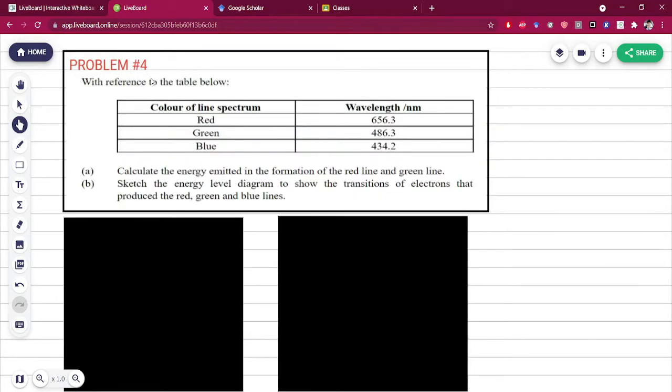Now, problem number 4. You are given a table over here with the color of line spectrum: red, green, and blue. Given over here is the wavelength. So number 1, you need to calculate the energy emitted in the formation of the red line and green line. So A, how do you do that?